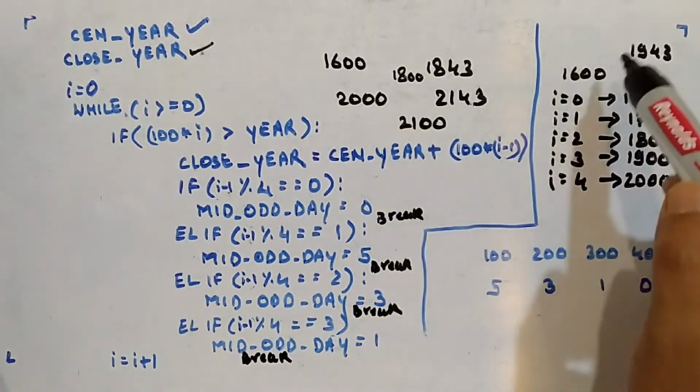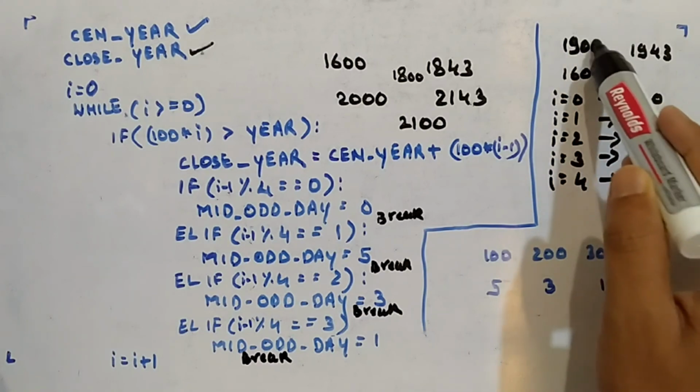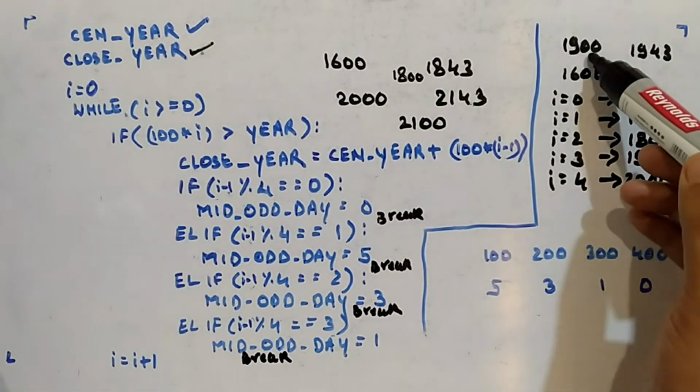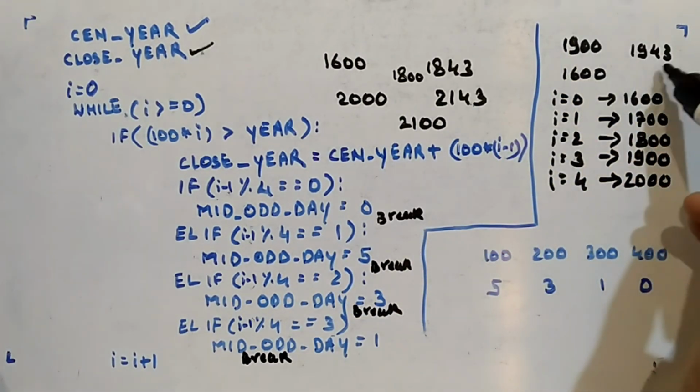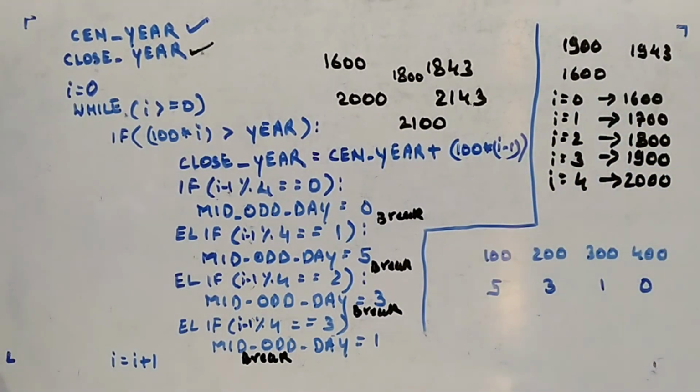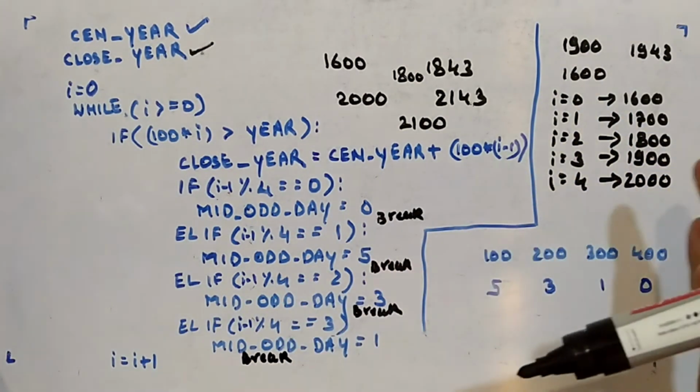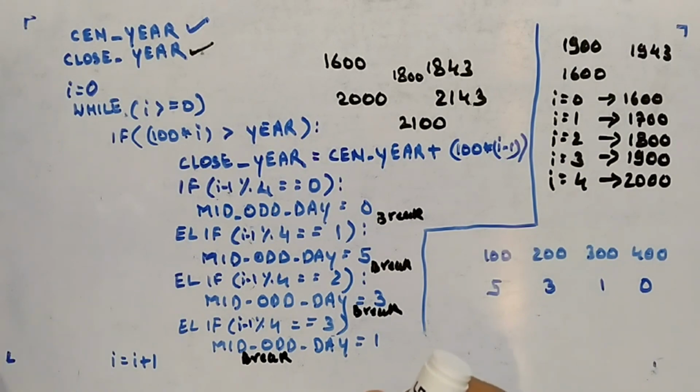Now you are at the 1900 position. In the next step I'll tell you how to reach from this position to the given year. 43 you have to cover, right? And then we're going to add all the odd days.